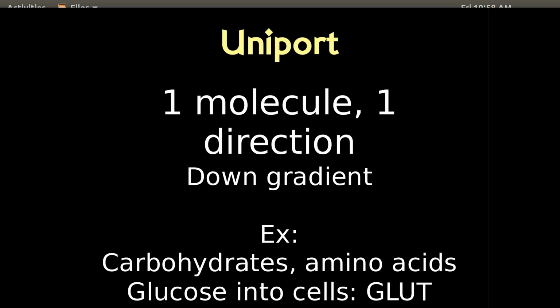So some examples of this are carbohydrates often get transported this way, like glucose going into cells goes through GLUT transporters. That is a carrier-mediated diffusion transport. We also have amino acids are also often carried this way as well.